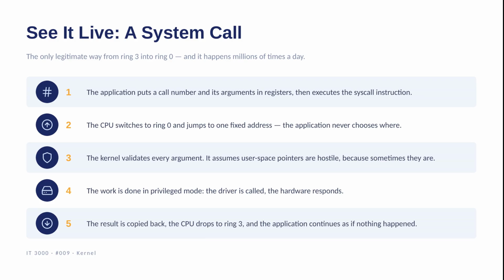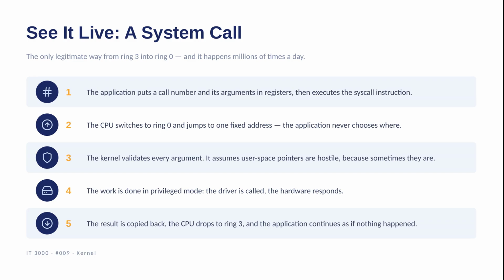So how does an application actually cross that boundary? Through a system call, the one sanctioned doorway from Ring 3 into Ring 0. It goes like this: the program loads a call number and arguments into registers and executes the syscall instruction. The CPU flips to Ring 0 and jumps to a fixed entry point the application has no say in.